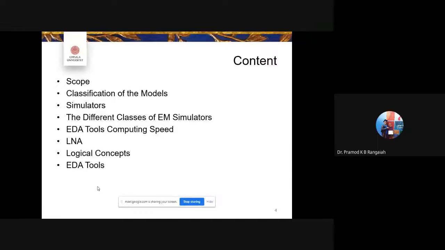My content for the topic: I will start with why simulation, then the simulations of microcircuits, and then become more specific towards an amplifier. Then I will classify the models based on my knowledge and describe some of the simulators. I will talk about different classes of EM structure simulation, because most of the research in India is based on EM structures. Followed by that, I will describe some of the EDA tools and computing speed. Then I'll focus more on LNA and talk about some logical concepts, and in short I will give a brief overview of some of the EDA tools.